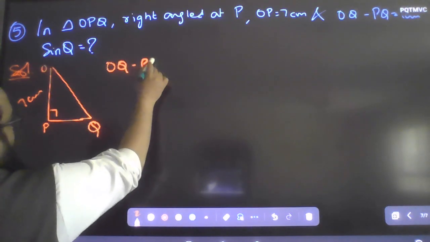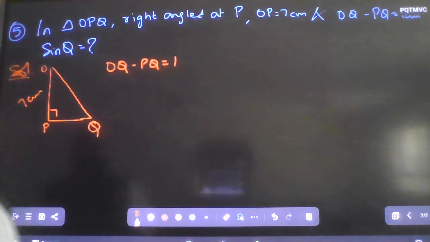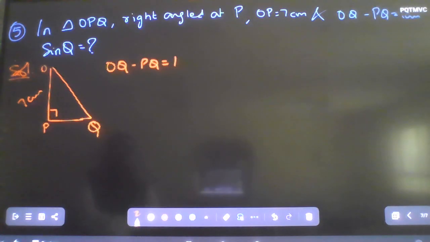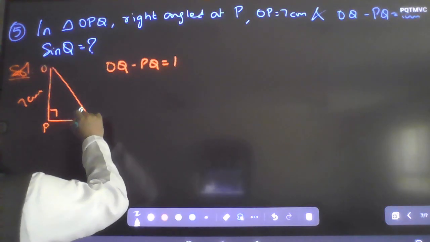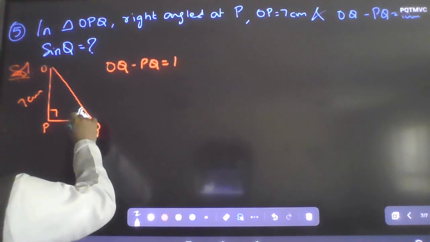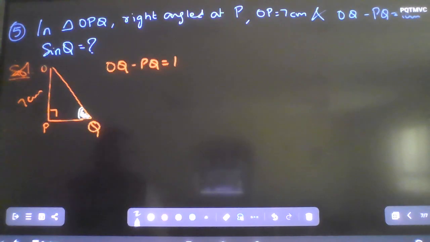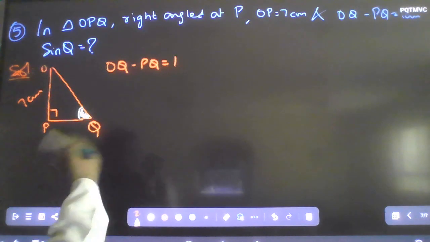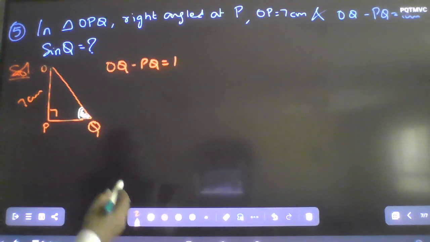OQ minus PQ is equal to 1. You have to find sine Q, with respect to Q. So let us start from what is given.